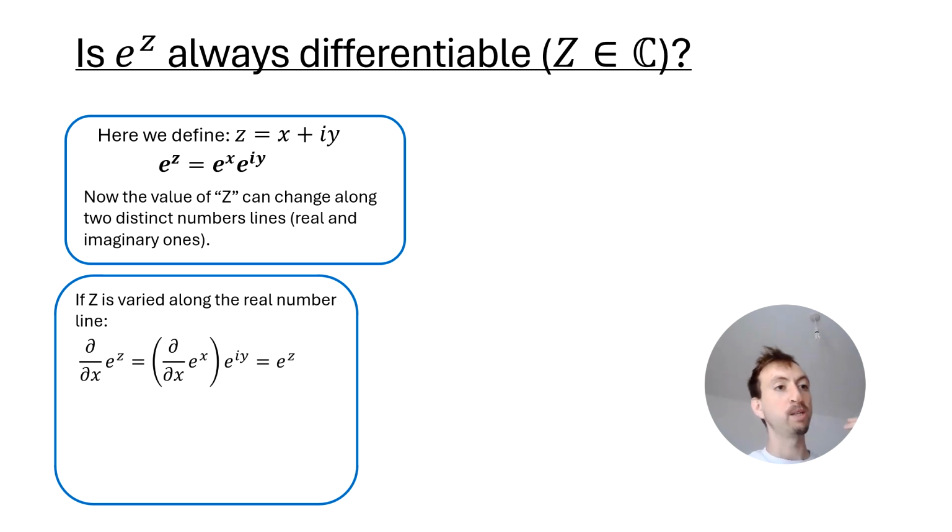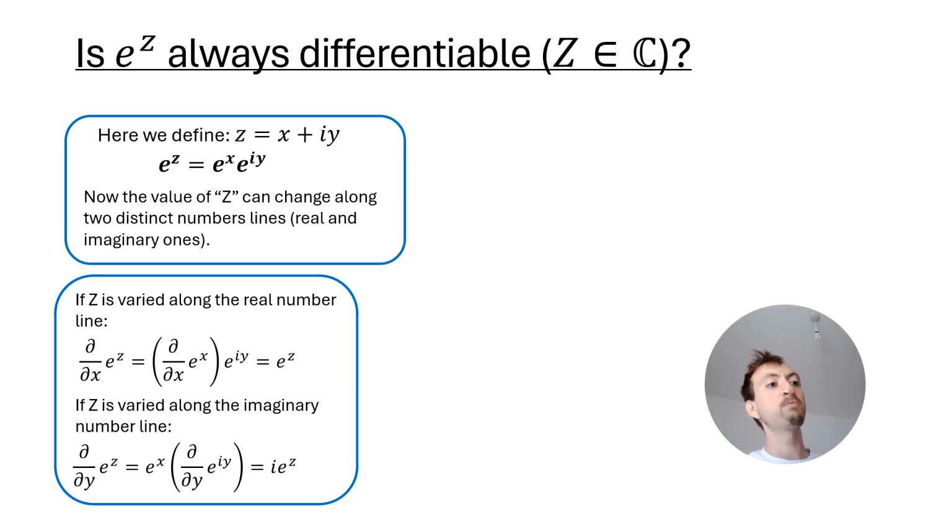So if we're differentiating e to the z by changing z infinitesimally along the real number line, we do get back e to the z, much like we would if z was a real variable. But if we differentiate e to the z along the imaginary axis, so we change y infinitesimally, we do get something different to e to the z. We get i times e to the z, and you can verify that straightforwardly using a change of variable and then the chain rule.